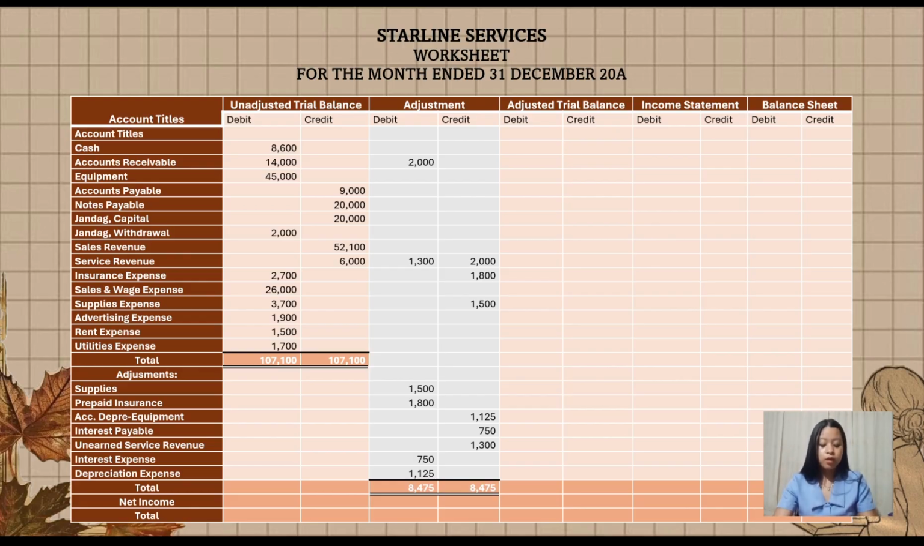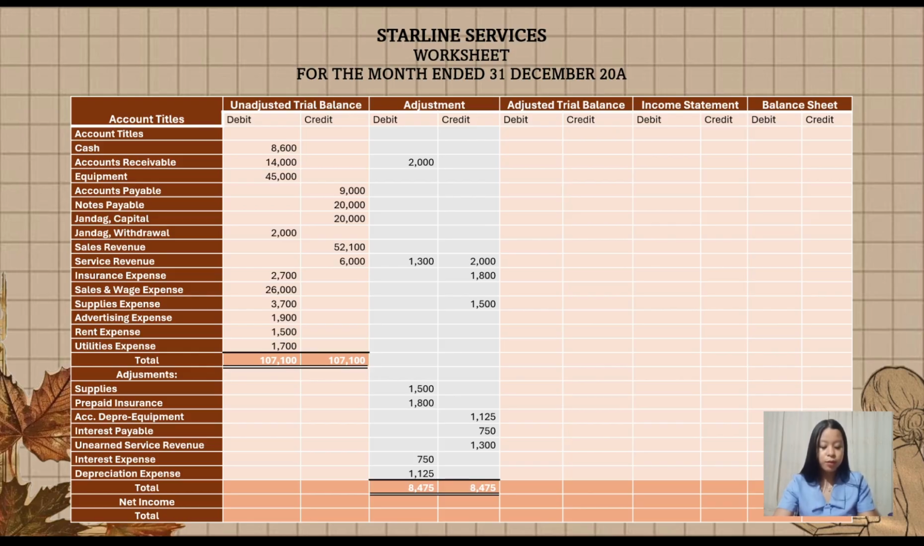Number 2 is prepaid insurance. It is 1,800. Part of the insurance has already expired, so it becomes insurance expense. Number 3 is depreciation of equipment. It is 1,125. We record depreciation expense and accumulated depreciation, equipment.